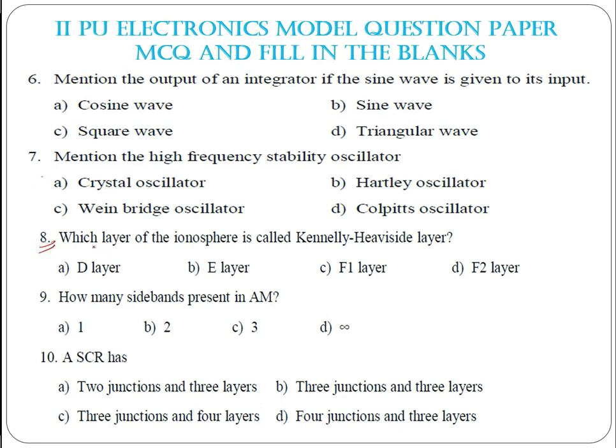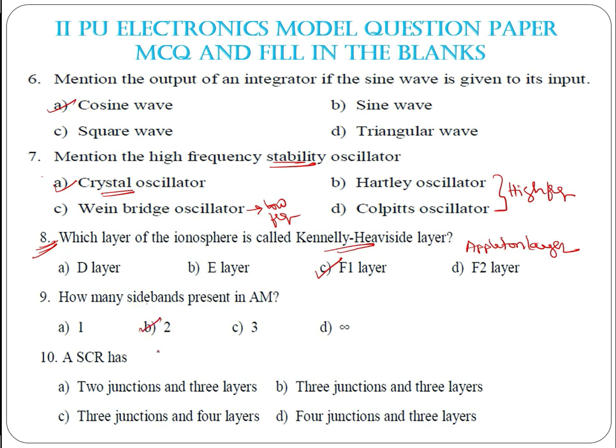Eighth question. Which layer of the ionosphere is called Kennelly-Heaviside layer? Kennelly-Heaviside is F1, F2 is called as Appleton layer. So you can remember this, two questions are over. Here Wien bridge is low frequency oscillator, Colpitts and Hartley are high frequency oscillators, but which gives stability is nothing but crystal oscillator.